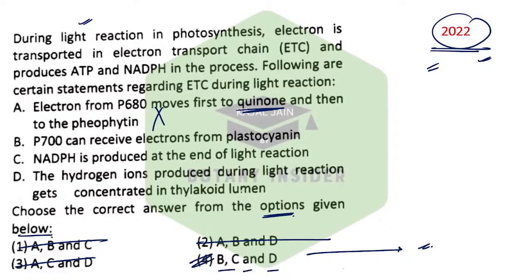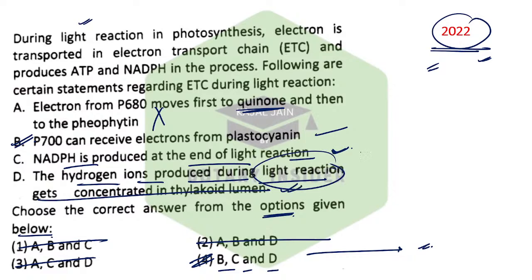B, C, and D. P700 receives the electrons from plastocyanin, correct. NADPH is produced at the end of the light reaction, correct. Then hydrogen ions produced during the light reaction get concentrated in the lumen of the thylakoid. Again, a correct statement. All these are very easy, very, very simple questions. Okay? Understood everyone? Very easy question.